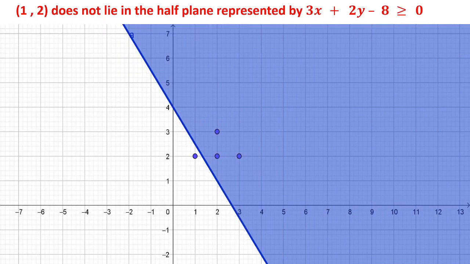But anyway, let us visualize the graph of it. In the graph, we are seeing that only the point 1, comma 2 is not there in the half plane. The remaining points are all in the half plane.